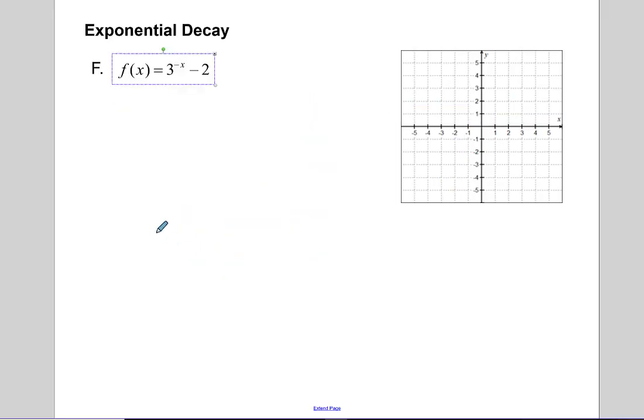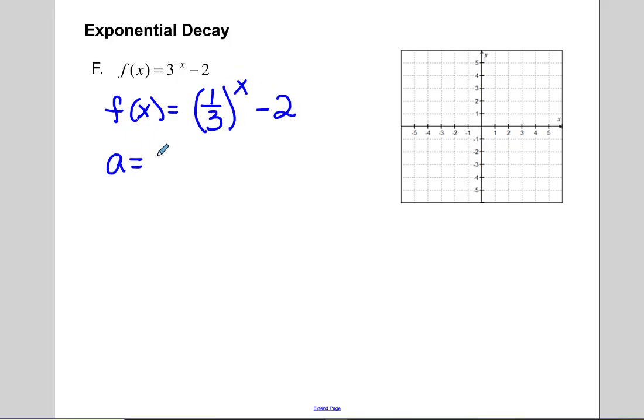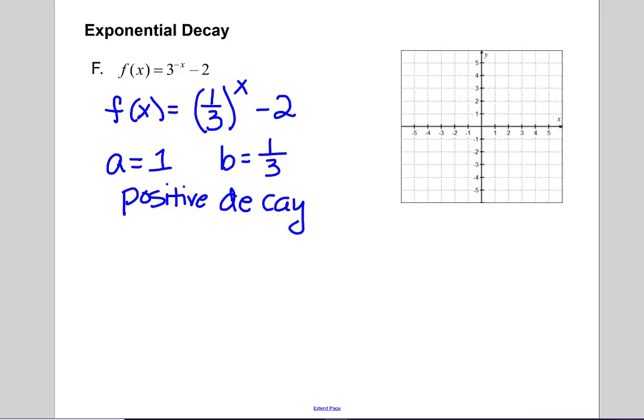And then our last one, again, we have a negative on the exponent, so we have to resolve that, which makes our base 1/3 to the positive x. Our A value is 1, so it's positive, but the base is a number between 0 and 1, so we have decay, positive decay, with a horizontal asymptote at -2. Are you catching on how easy this is to graph without a calculator if you just know the tricks?